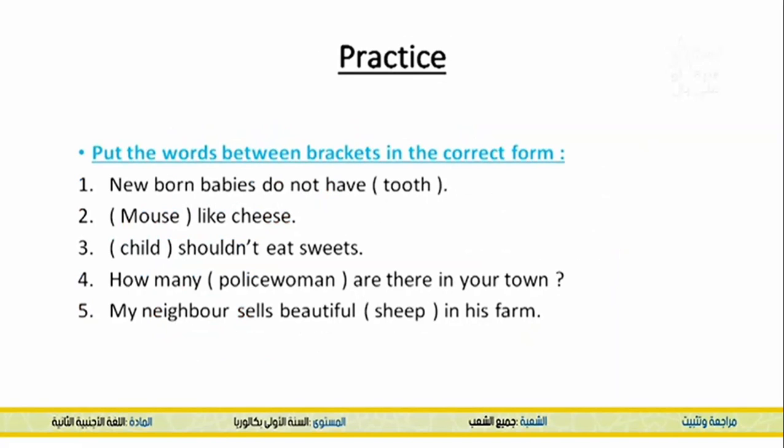Some practice. Now show me that you have understood. Look at these sentences. Put the words between brackets in the correct form. Let's think about the first one.